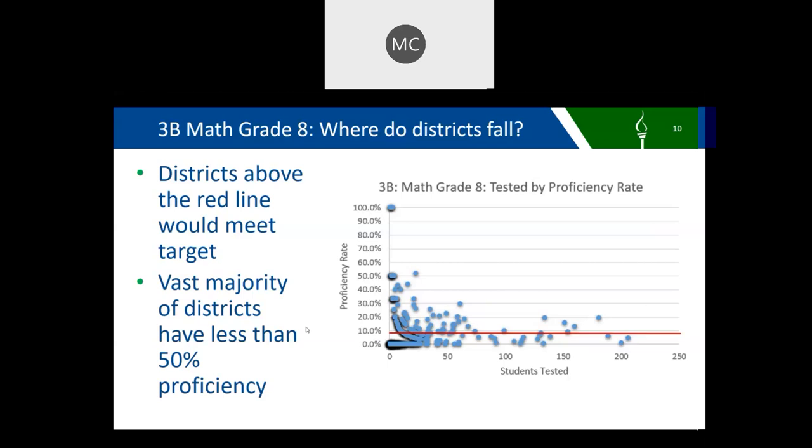This scatter plot shows district results for math in grade 8. Again, the dots below the red line give an idea of the number of districts that would need to increase the number or percent of 8th graders in the proficient or advanced levels in order to impact the overall state results.